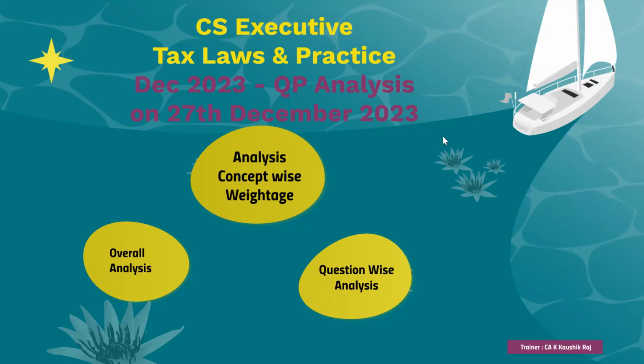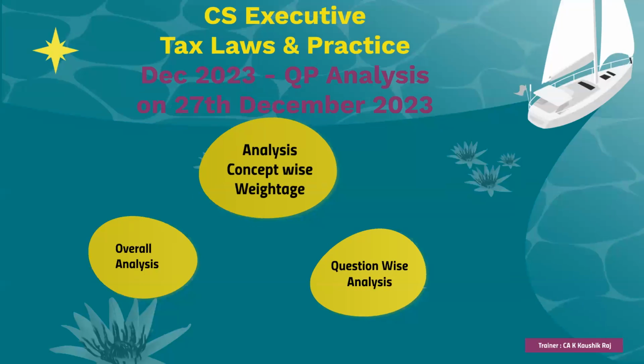All this while, till June 2023, we had the old syllabus, where the exam was conducted in the objective type. Continuing from December 2023, there are both the old syllabus and the new syllabus. But the new syllabus is going to be subjective, and today we are here to analyze the subjective-based question paper, which came for the first time in the CS Executive Tax Law and Practice, December 23.